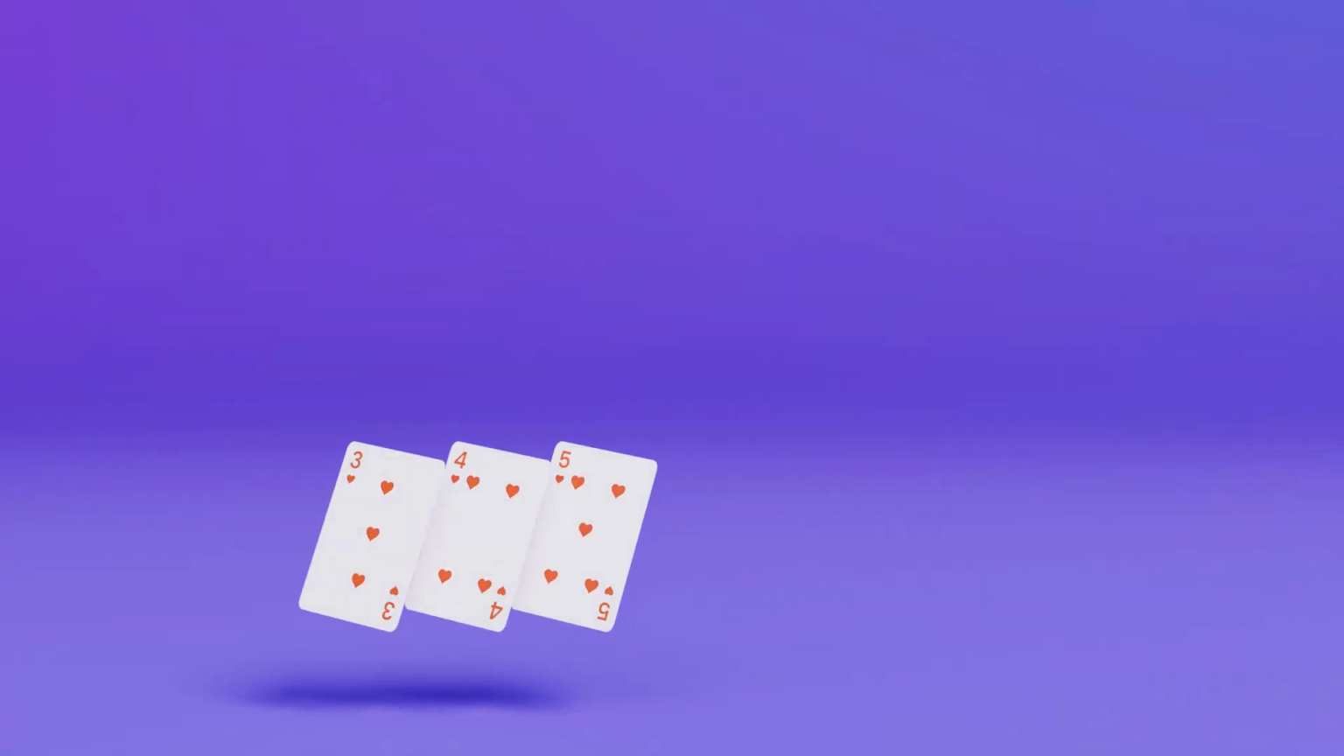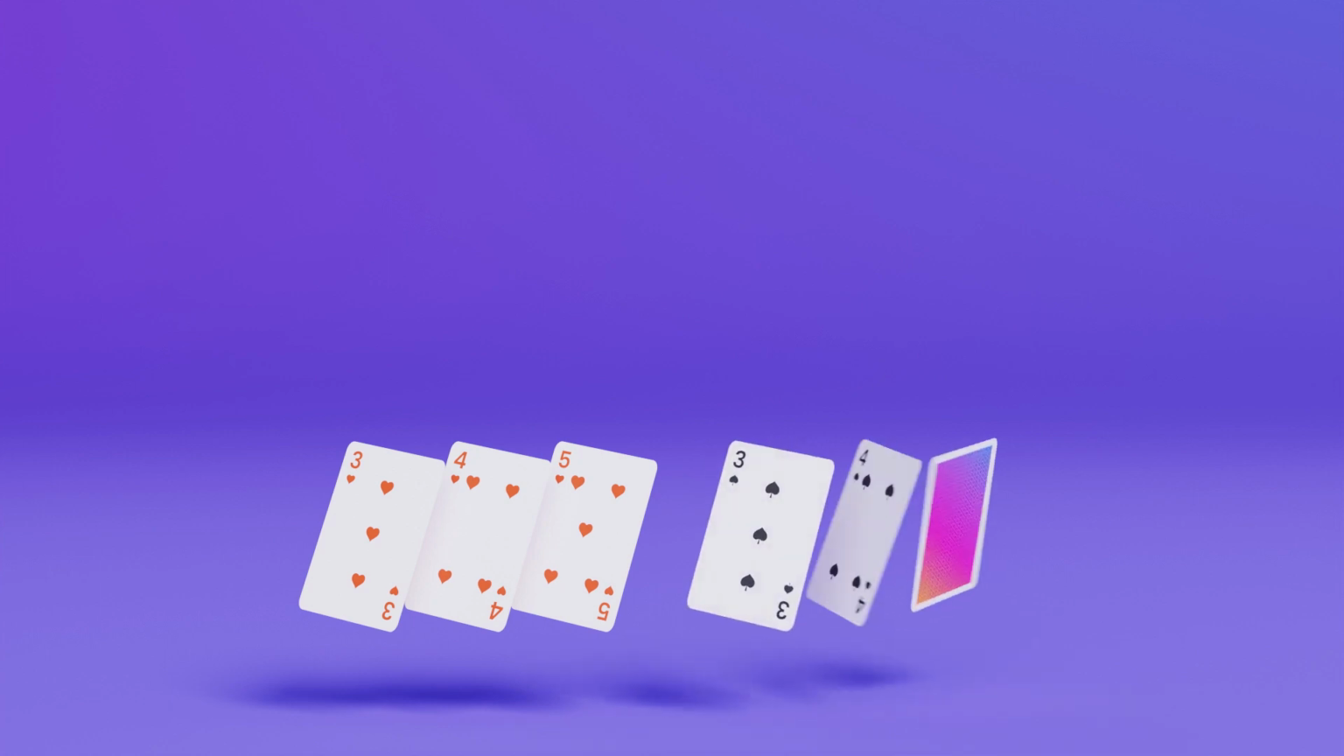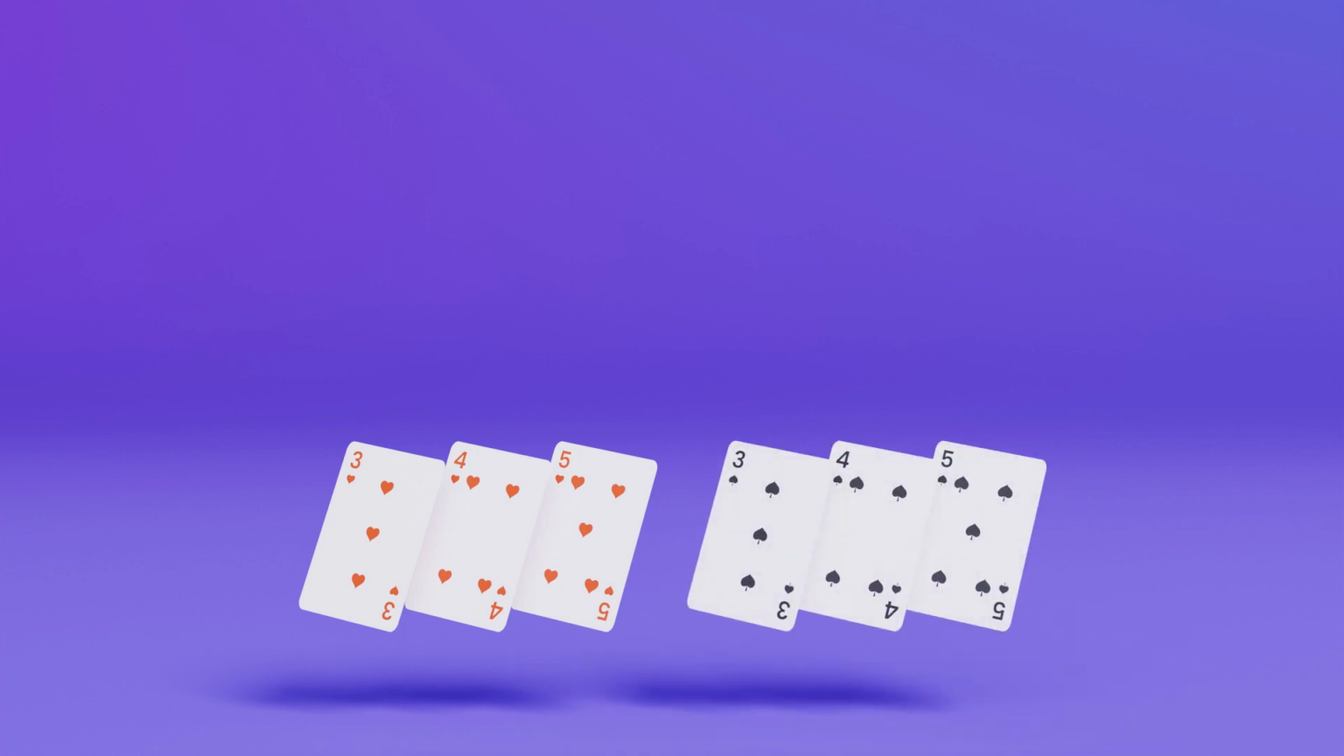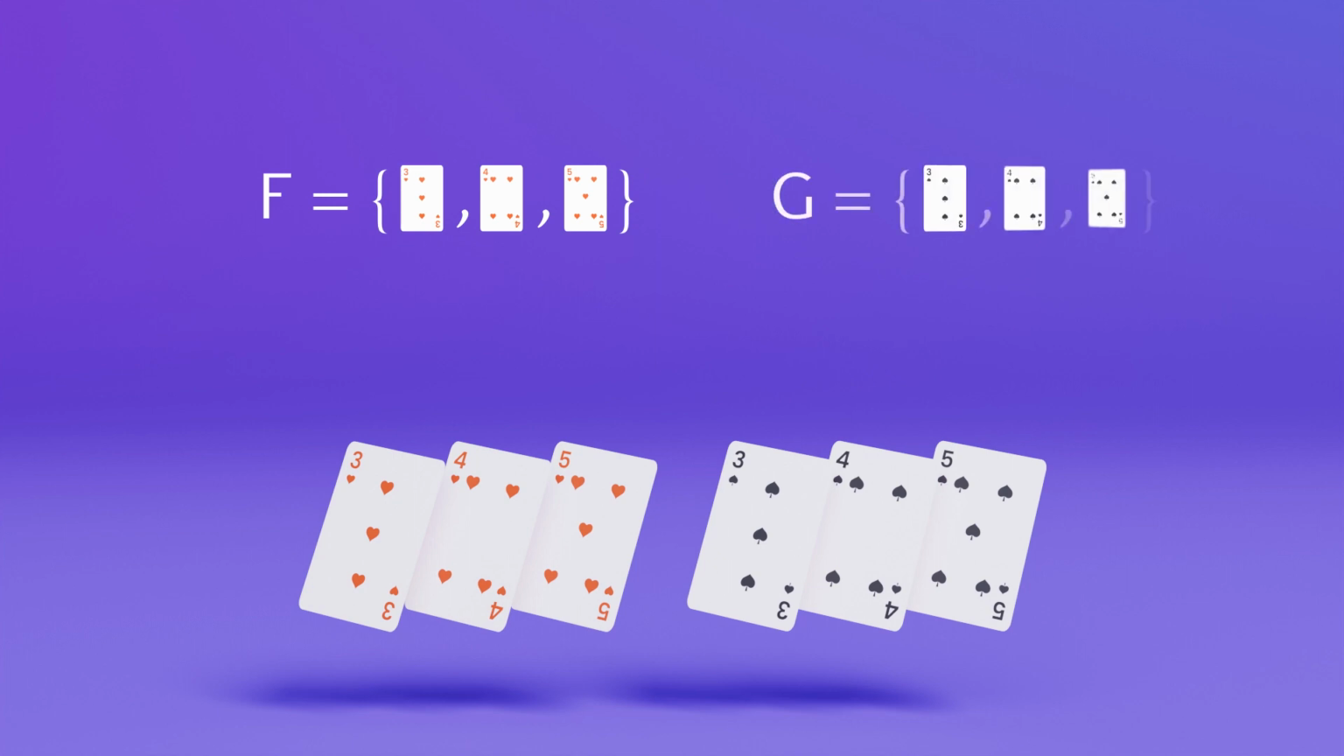Now, let's look at one final example. What happens if two sets have no elements in common? Like here, where the set F contains the 3 of hearts, the 4 of hearts, and the 5 of hearts, while the set G has the elements 3 of spades, 4 of spades, and 5 of spades. All the elements in F are hearts, and all the elements in G are spades.